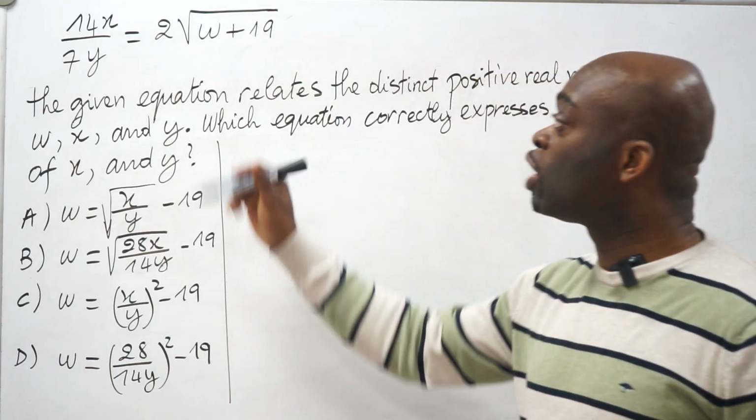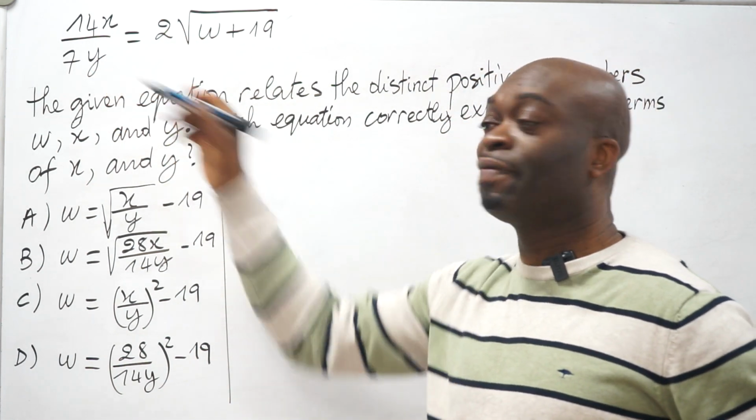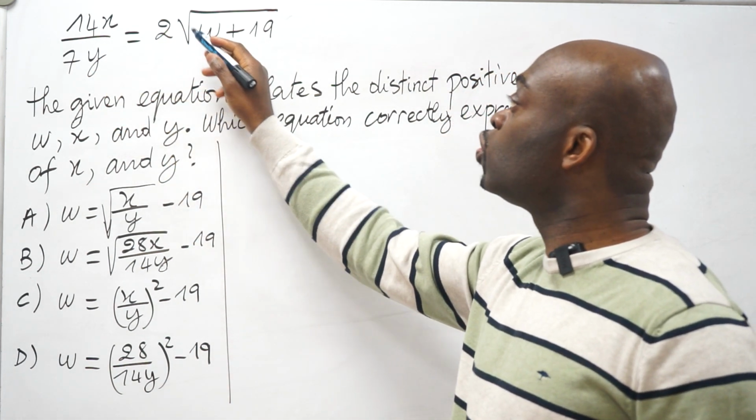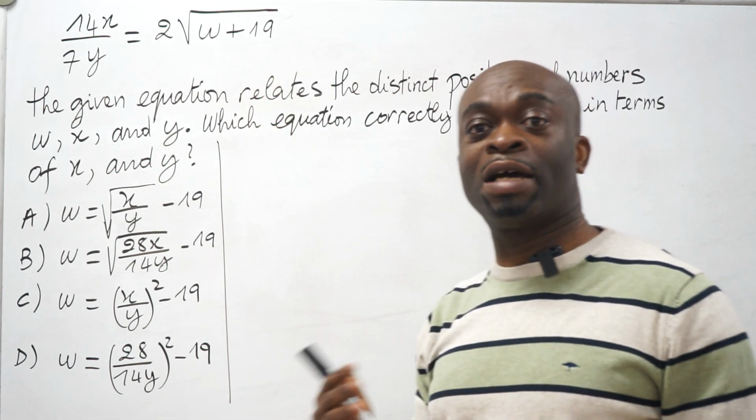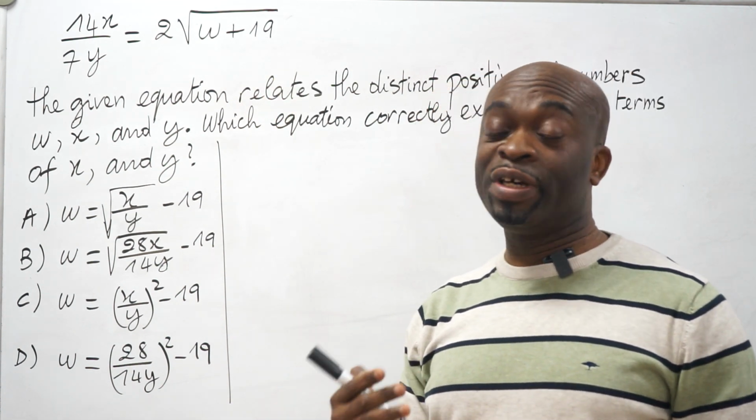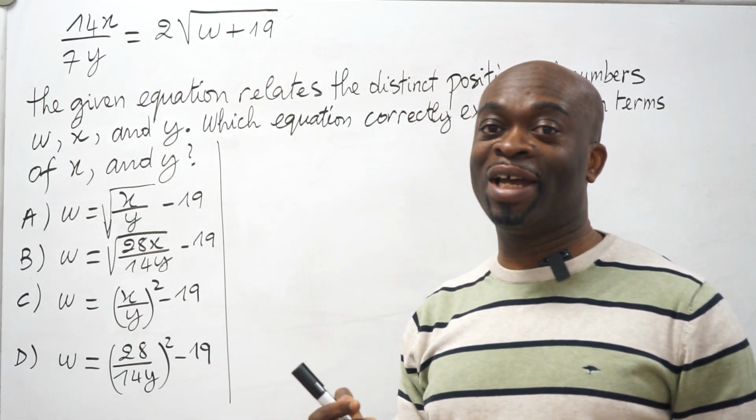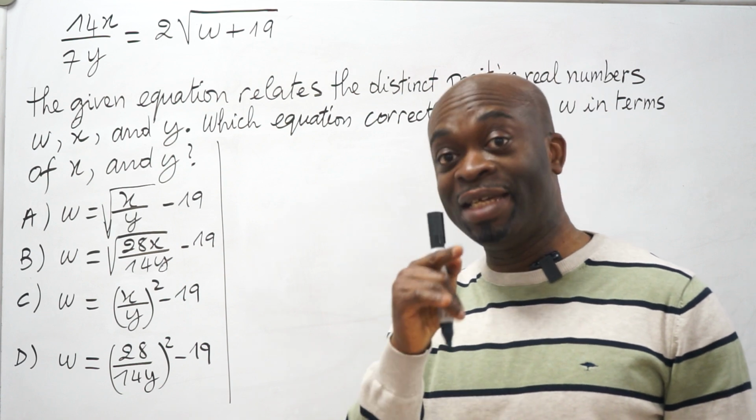Ladies and gentlemen, we're solving for 14x over 7y, which is equal to 2 square root of w plus 19. A lot of times we see problems like this, we think that it's very hard, but it's not, okay? But let's see how we can make it easy then.